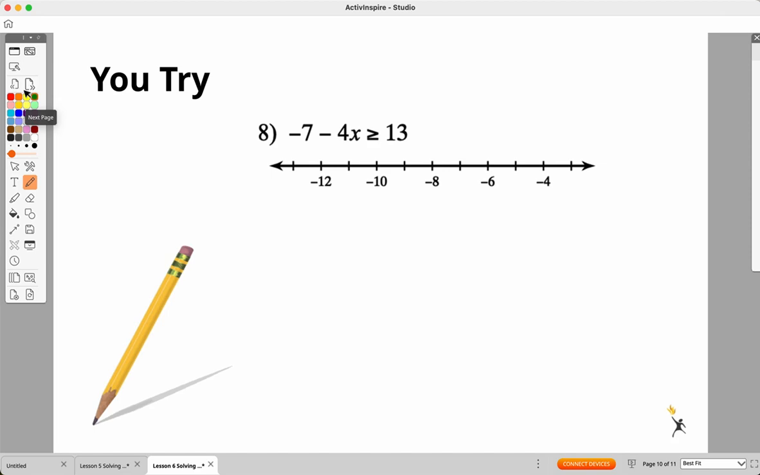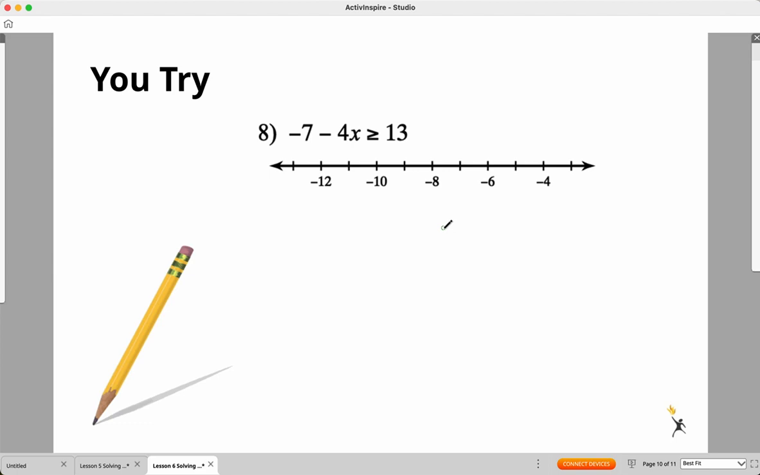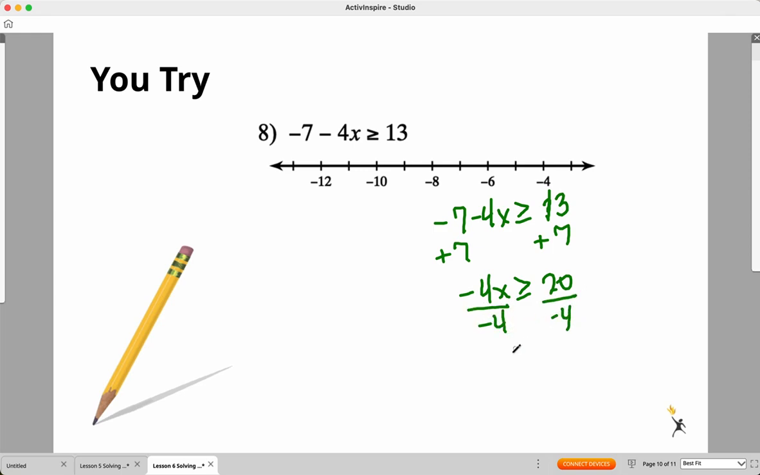See if you can solve this one on your own. All right, so you guys were right to say, okay, we started by adding 7. This time I have -4x is greater than or equal to 20. I'm going to divide by -4. So this is going to say x, and I'm going to flip my sign because I'm taking the opposite of everything. Negatives here to positive, greater than to less than, +20 to -5. So x is less than or equal to -5, go in this direction.